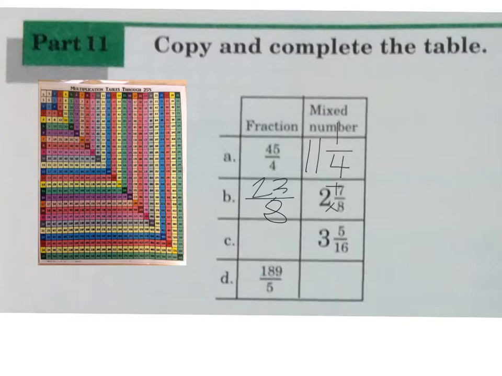Okay, so then check C and D. For C, you should have 53 sixteenths. And for D, you should have 37 is your whole number, and then 4/5 left over. Okay, check your work. Let us know if you have any questions. Otherwise, come back then for part 12.